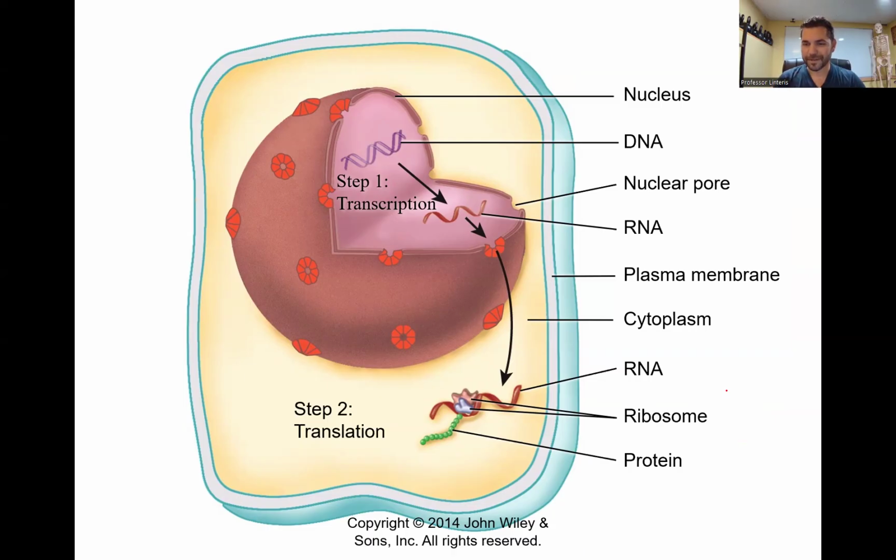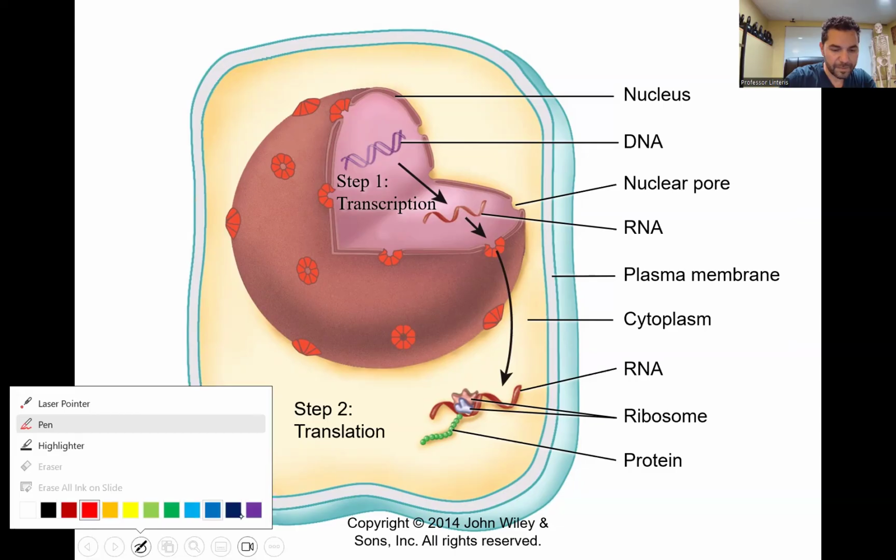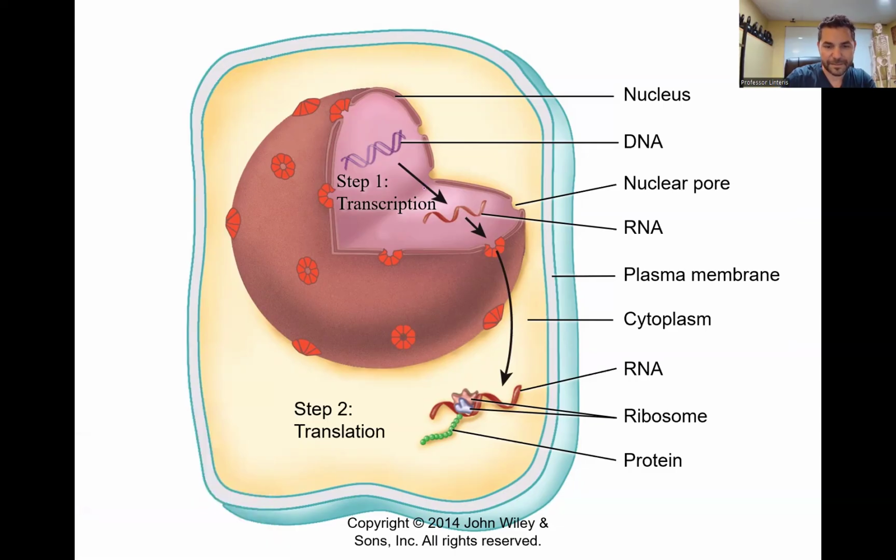So, first thing, very important. We have 2 generalized processes of how a gene gets turned into a protein. It happens in a cell. Step number 1 is going to take place in the nucleus. And step number 1 is called transcription. And I have a blank sheet after this. I'll walk you through the basics of it.